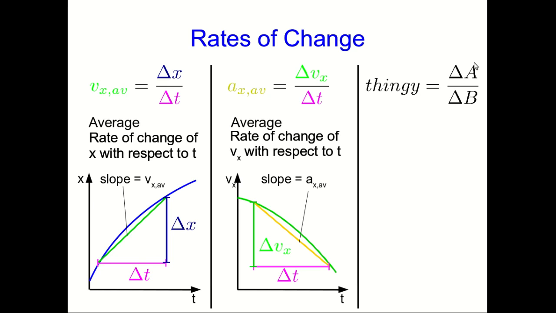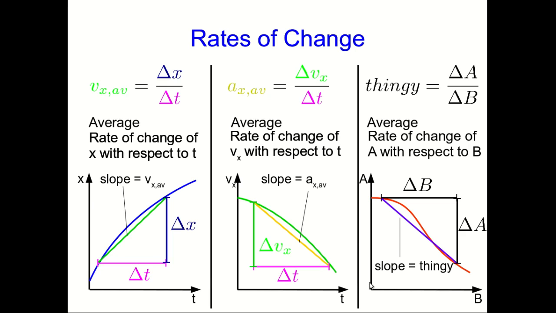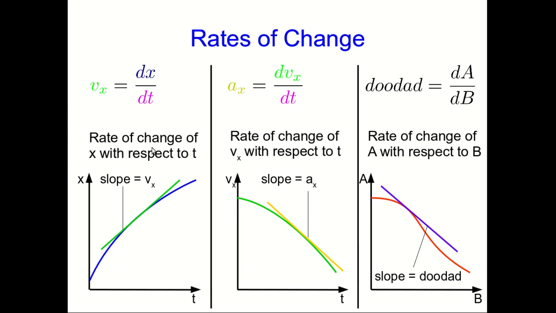Well, if you have any old relationship, some variable thingy, which is some delta A over delta B, I don't know what A and B are, whatever they are, thingy is the ratio of their changes. Then thingy must be an average rate of change of A with respect to B. And if you graph A versus B, the slope of a line connecting 2 points on that graph must be thingy. If you don't want average rates of change, then if you're able to let these deltas get very small, you're able to approximate the slope of tangent lines to the graphs. And now you're looking at rates of change that aren't average. They're what we would call instantaneous rates of change, and we would note them as derivatives, like so.